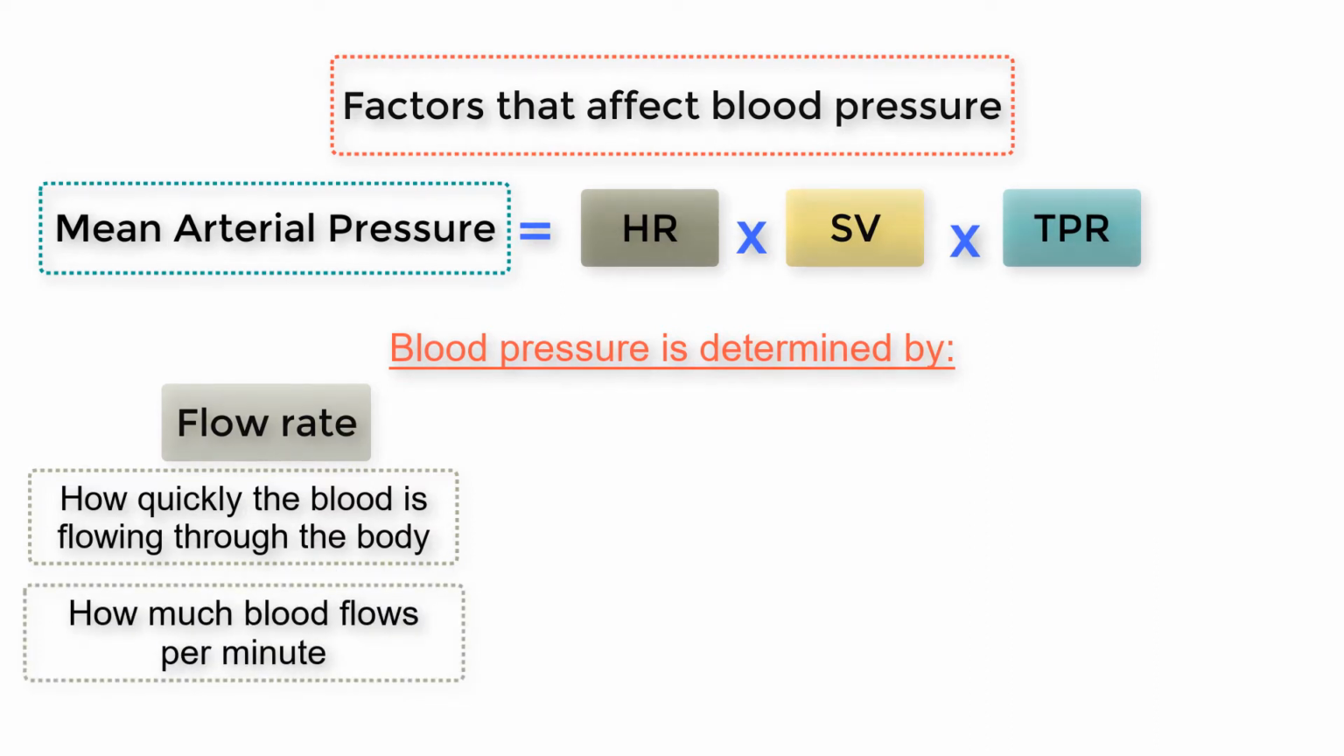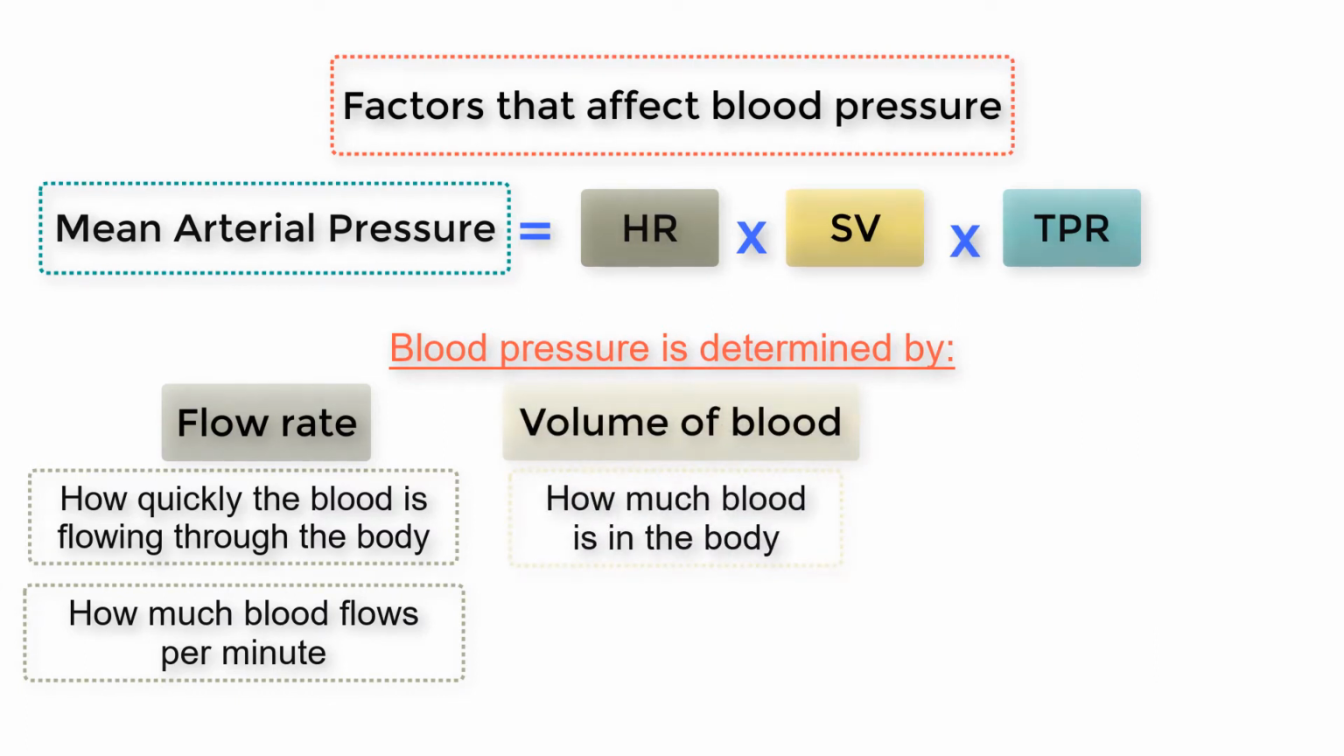Blood pressure is also determined by the volume of blood, meaning how much blood is in the body. And lastly, blood pressure can be regulated by resistance to blood flow. This formula for blood pressure is discussed in greater detail in the video on this channel on mean arterial pressure.